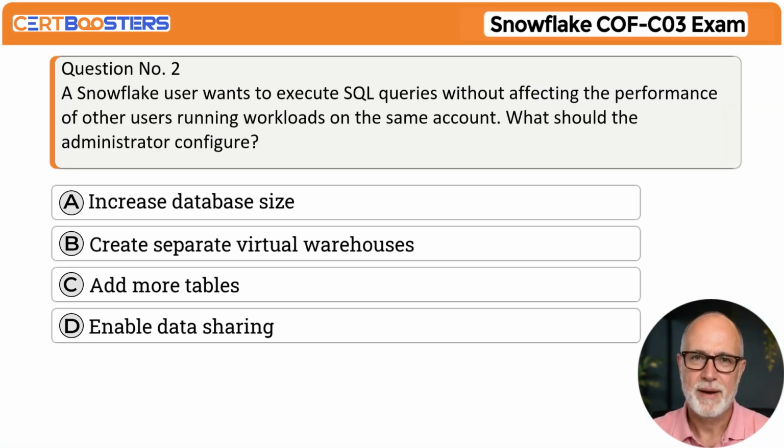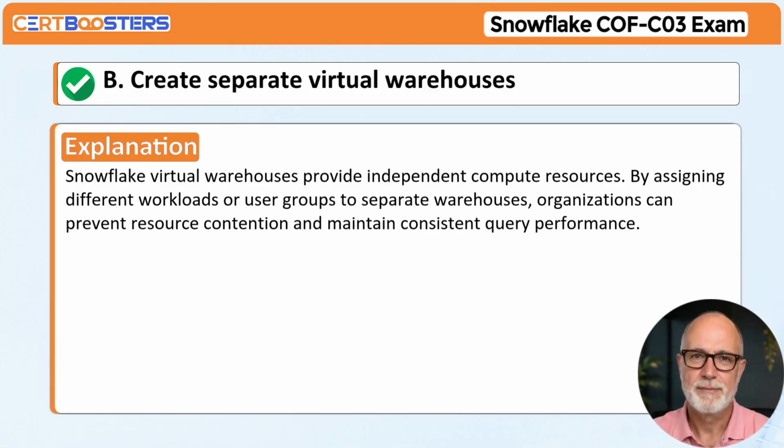Question number 2. A Snowflake user wants to execute SQL queries without affecting the performance of other users running workloads on the same account. What should the administrator configure? A. Increase database size. B. Create separate virtual warehouses. C. Add more tables. D. Enable data sharing. Correct answer. B. Create separate virtual warehouses.